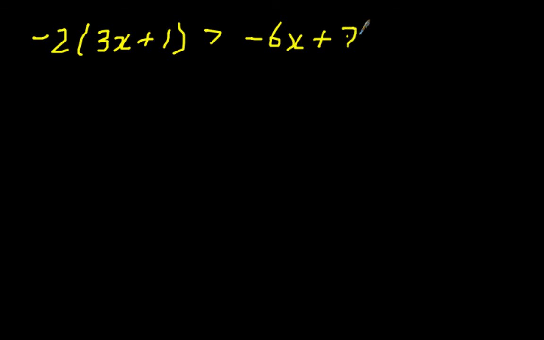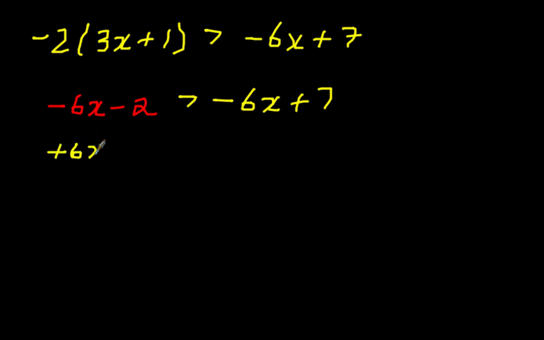Let's look at negative 2 times the quantity 3x plus 1, and that's going to be greater than negative 6x plus 7. So just like the last example, let's go ahead and distribute, and so we'll get negative 6x minus 2, and that's going to be greater than negative 6x plus 7. Now, if you remember equations, these two expressions have the same slope, negative 6, so they would be parallel. Parallel lines never intersect, so if the lines don't intersect, there can't be a solution.